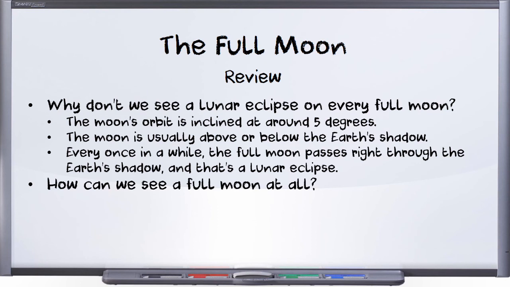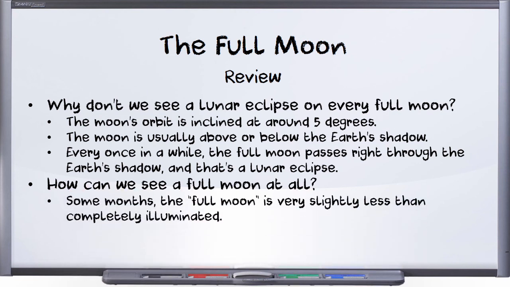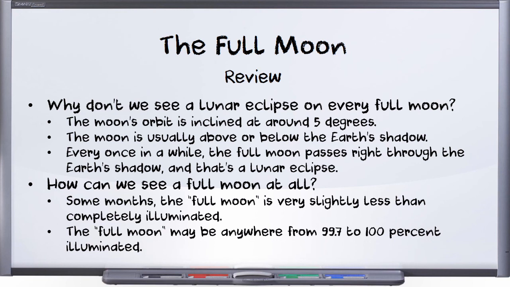So if the moon, the Earth, and the sun are not perfectly lined up, then how is it that we see a full moon at all? Well, the truth is, most months you don't get a perfect 100% full moon. What you get is very, very slightly less than perfect. How slightly? The range is from 99.7 to 100%. So many times you're going to see that quoted as simply 100%, and I think we can forgive the authors for rounding off by that last 0.3%.